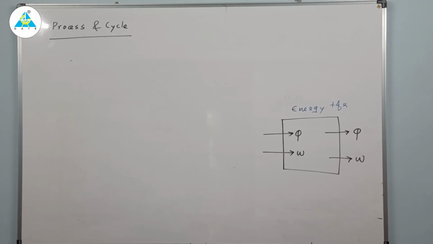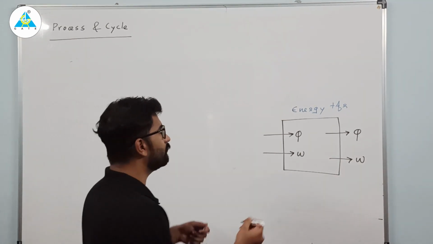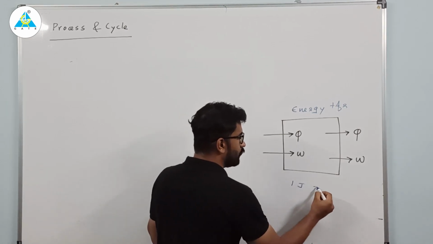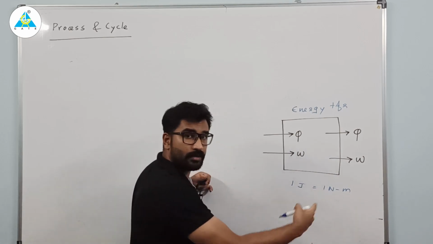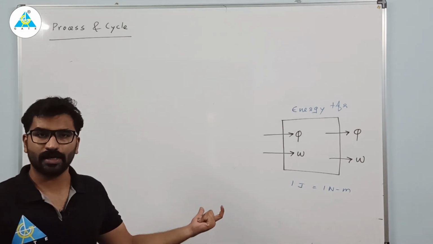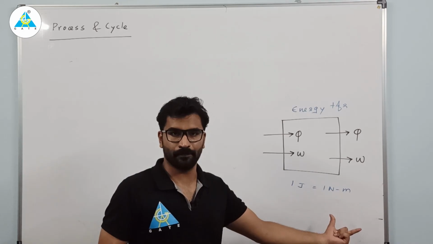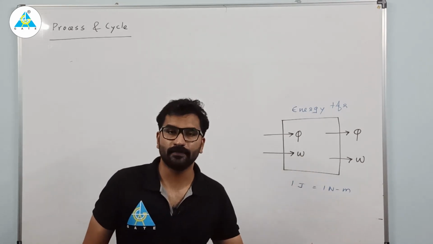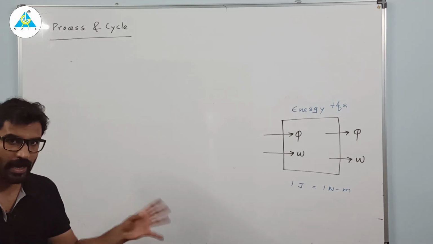Now what about work transfer? Work transfer is the energy transfer associated with a force acting through a distance. I hope you remember, joule is Newton meter. If you remember, 1 joule of energy is equal to 1 Newton meter. So force acting through a distance in meters is our energy, it is our work, we will say. So work transfer is associated with this. So these are your two types of energy interaction. Clear? I hope you understood.